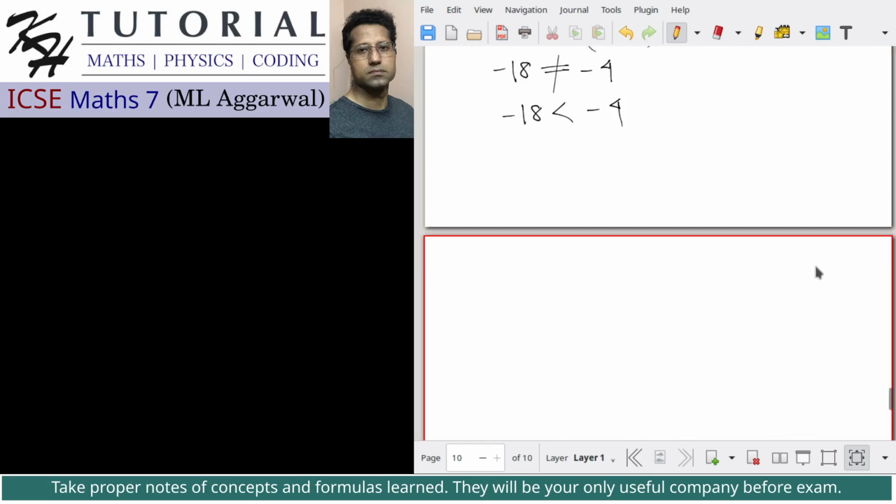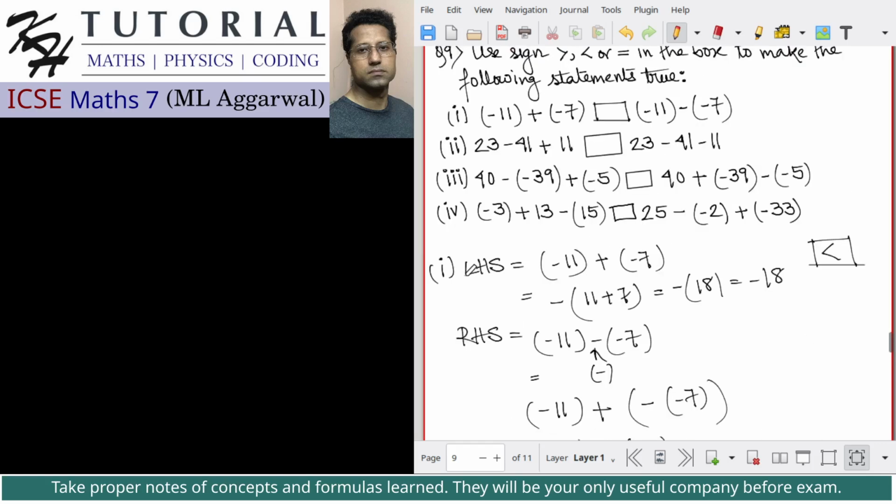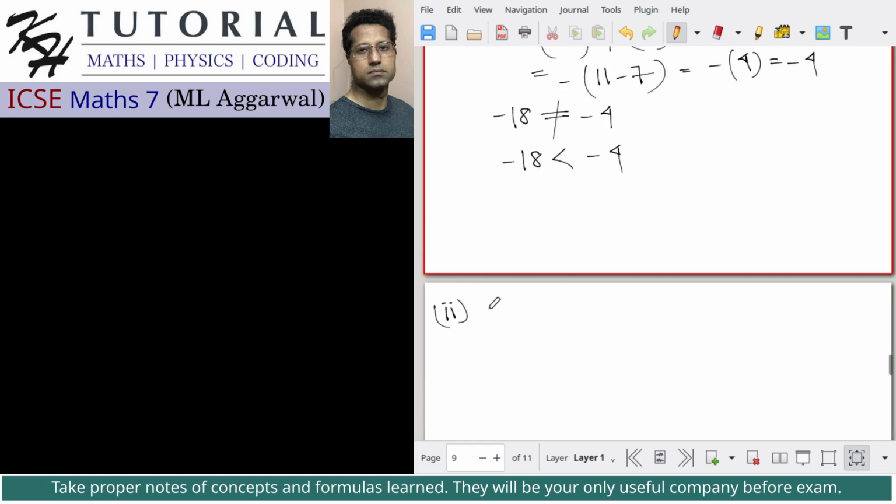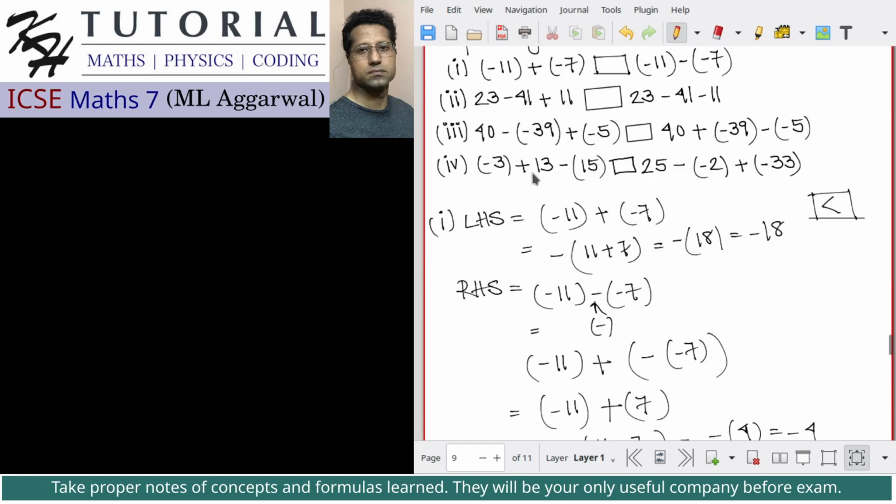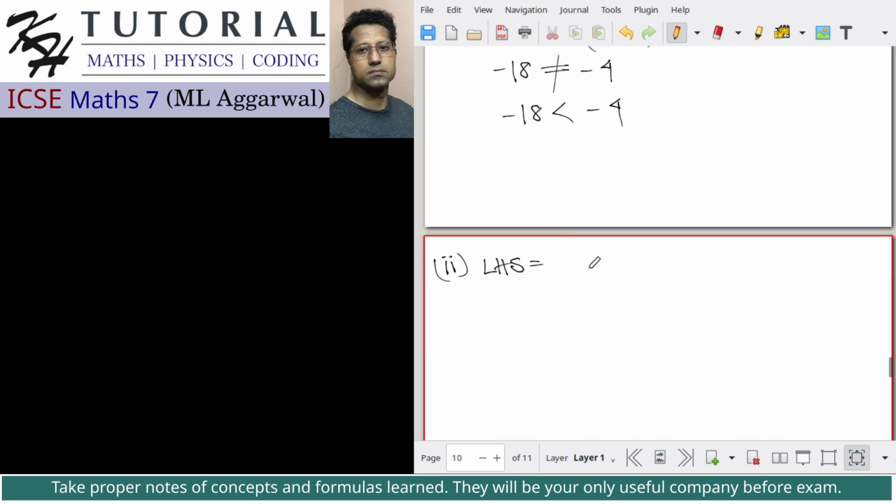Okay, let's see part 2. Part 2, what is LHS? 23 minus 41 plus 11. So we have to simplify both the LHS and RHS first. As you can see, this is addition and subtraction. We have addition operation as well as subtraction operation of more than two integers.